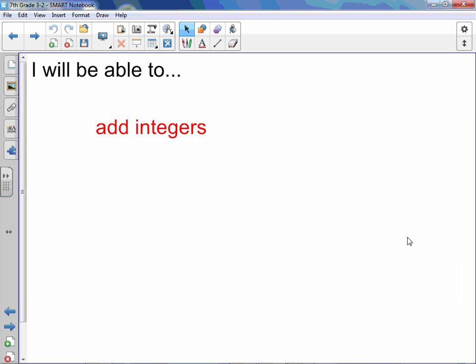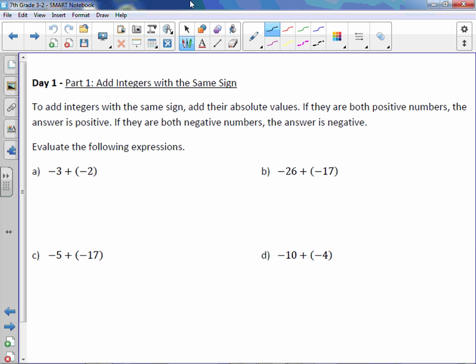Chapter 3, Lesson 2, Add Integers. Today you will be able to add integers. To add integers with the same sign, add their absolute values. If they are both positive numbers, the answer is positive. If they are both negative numbers, the answer is negative.